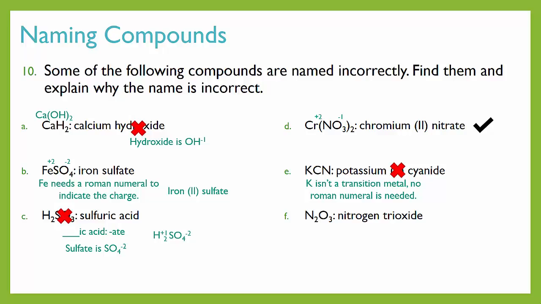Last one, we have nitrogen trioxide, N2O3. This doesn't work because the formula has 2 nitrogens and the name has only 1 nitrogen. So I'm missing that prefix. So this should be dinitrogen trioxide.